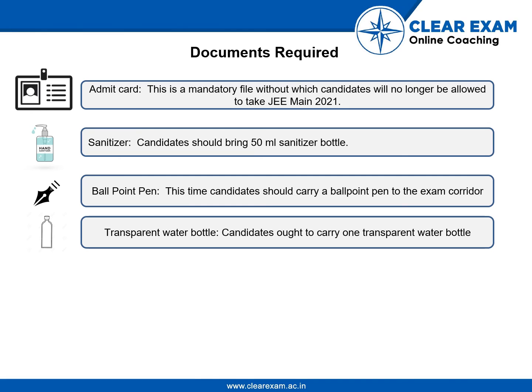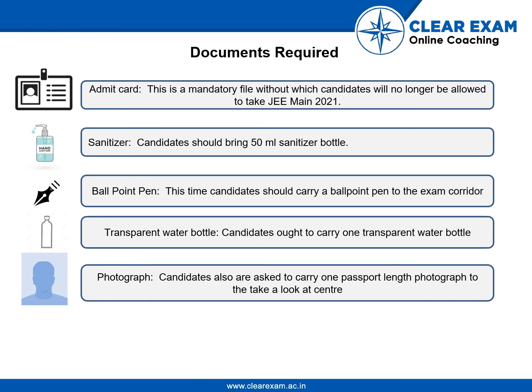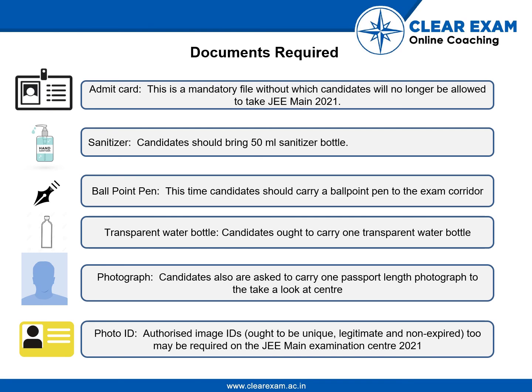Next is a transparent water bottle. Candidates can carry their water bottle with them, but the only condition is that the water bottle should be transparent. Next one is photograph. Candidates are asked to carry one passport size photograph to the center. Next one is photo ID. An authorized photo ID may be required for the JEE examination 2021.